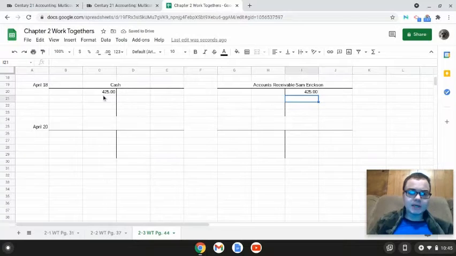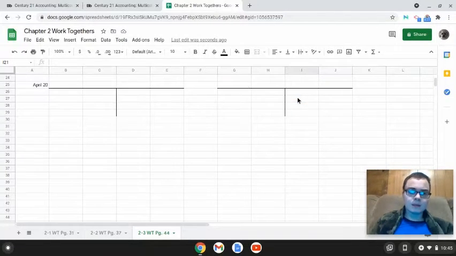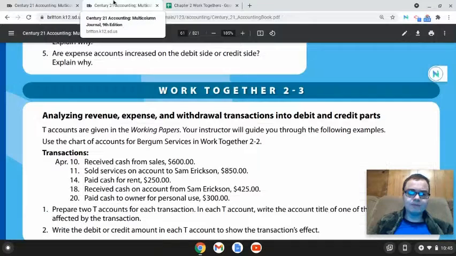Now, for this transaction, again, we have an increase and a decrease. Since these accounts are both assets, they have normal debit balances, so they increase by a debit and decrease by a credit. But if you remember, since we have received cash on account from Sam Erickson, our cash account is going up or being increased, and our accounts receivable account is going down or being decreased. So that was the fourth transaction.